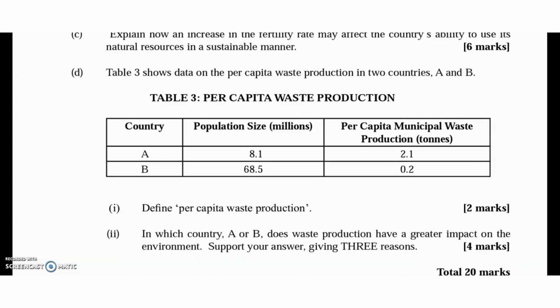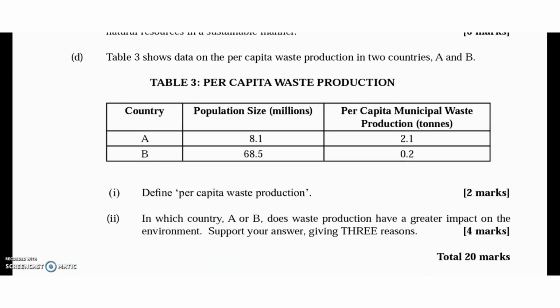Table 3. Table 3 shows data on the per capita waste production in two countries. We have A and B. We understand per capita waste production. Per capita refers to per person. Per capita waste production is a term which refers to the amount of waste derived per person, often conceptualized within a period of 1 year. Average amount of waste produced per person over a period of 1 year on average for accounting purposes, that is.